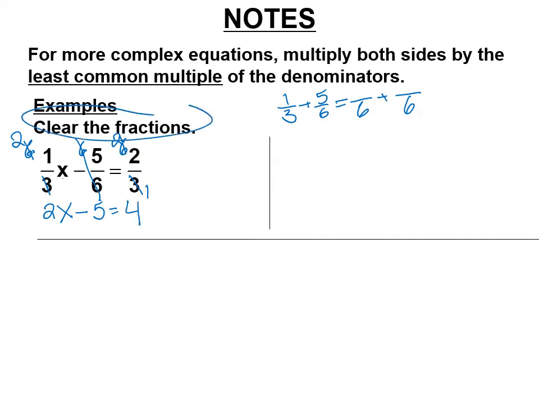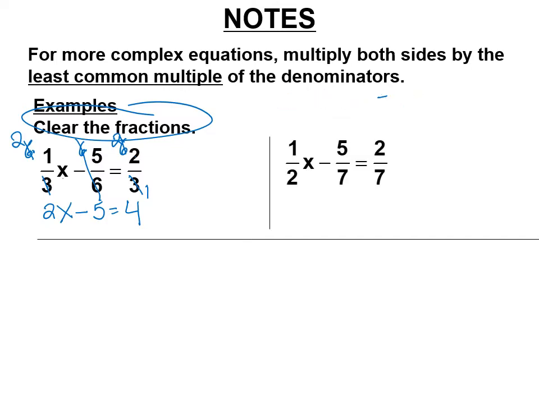Now notice I didn't say solve. So we're just going to practice clearing the fractions, right? We all could solve that very easy equation. So let's try again with another one. All right, so what number would clear both 2 and 7? It's the least common multiple of 2 and 7. Well, it's 14. Right? You multiply both entire sides by 14.